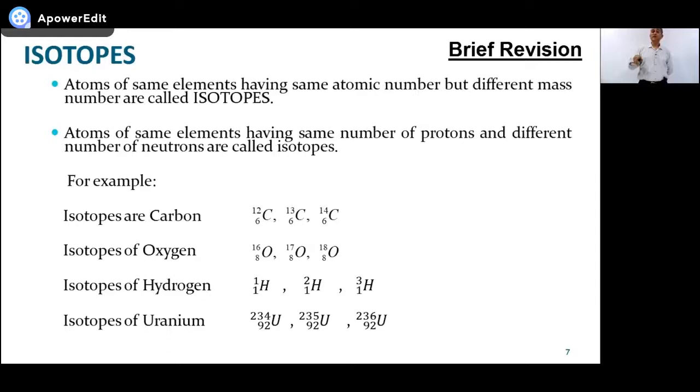Why? We have seen earlier, it is due to the difference in the number of neutrons. Like in carbon 12, there are 6 neutrons. In carbon 13, there are 7 neutrons. In carbon 14, there are 8 neutrons. It's revision. Again, I'm talking to those who have already paid attention to these topics, not explaining the topic right now.